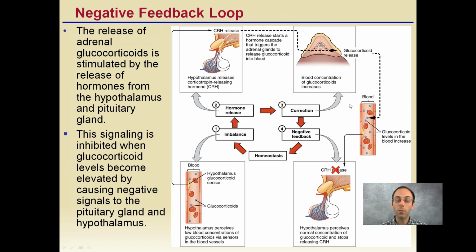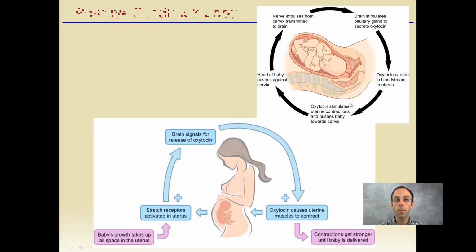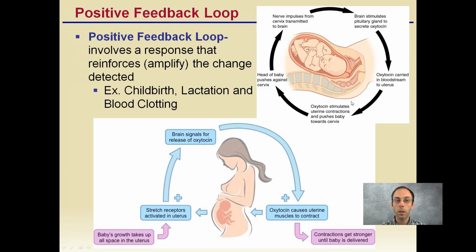Now the opposite of negative feedback, as you might have guessed, would be a positive feedback loop. This involves a response that reinforces or amplifies the change detected. Childbirth is one example, and blood clotting is another. We're going to look specifically at childbirth here. These two examples show childbirthing.